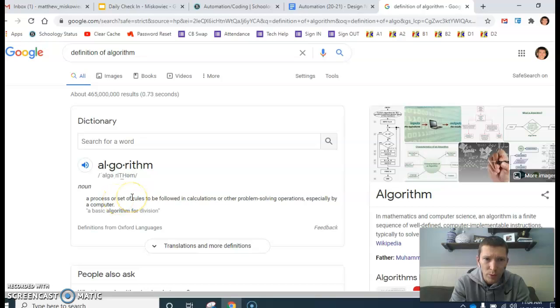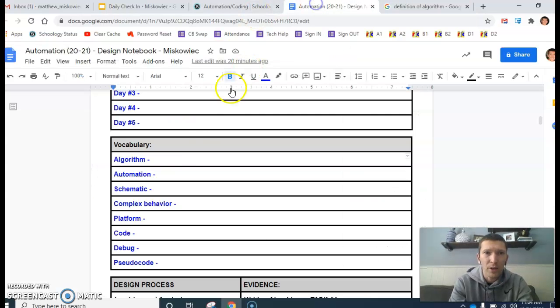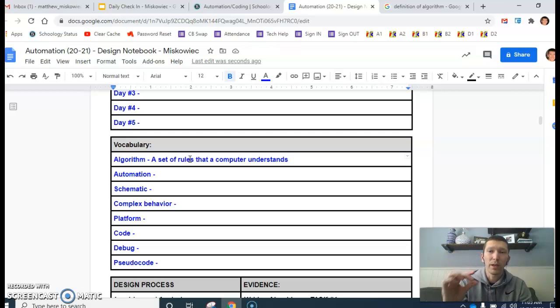a set of rules that a computer can understand. And that's going to be my definition of algorithm, a set of rules that a computer understands. And so when we do the activities later on talking about an algorithm, well, it's going to be a set of rules so that a computer is breaking it down step by step and it can actually understand that.